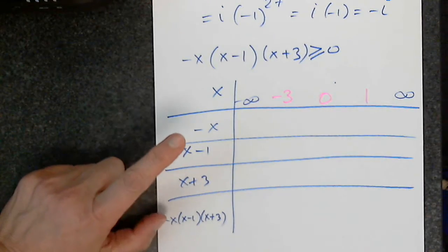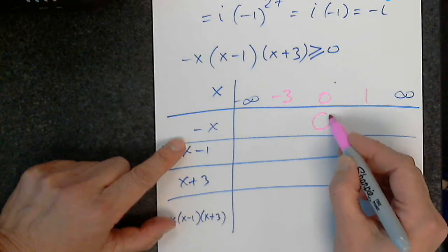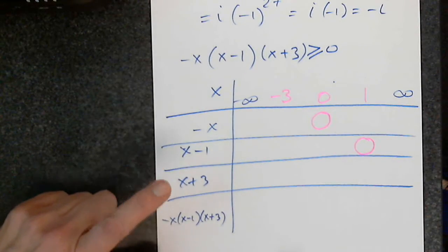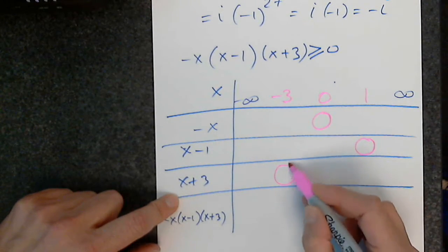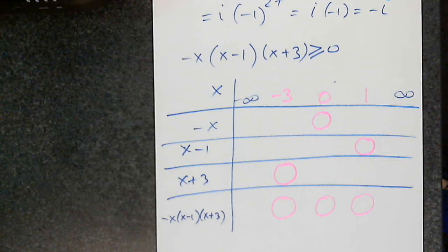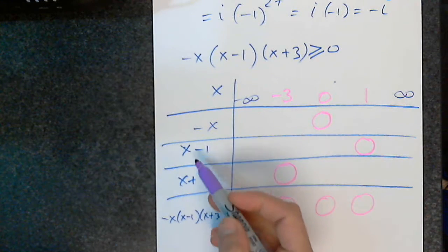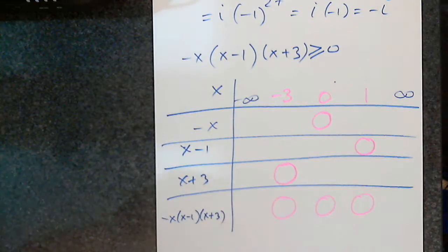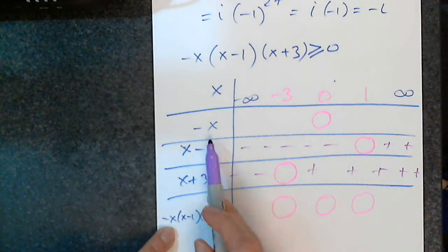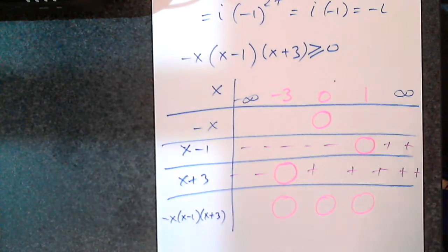Very good. For -x, the 0 is at 0. For x minus 1, the 0 is at 1. And for x plus 3, the 0 is at -3. And then, of course, the product will be 0. Anytime a factor is 0, the product will be 0. These 2 functions are linear functions with positive slope, so they will look like this, meaning from negative to positive. But this one will look like this, from positive to negative.